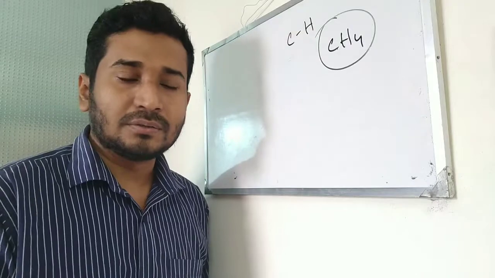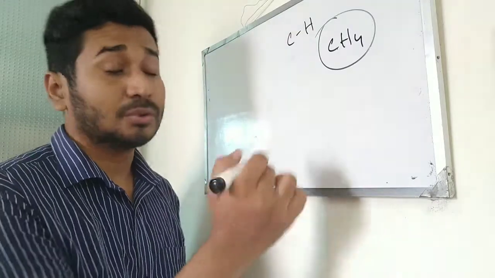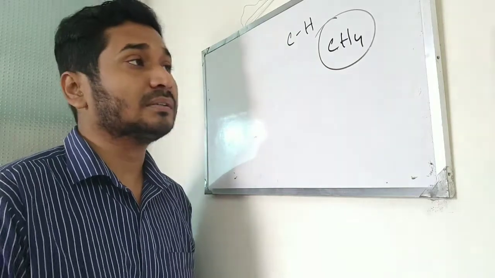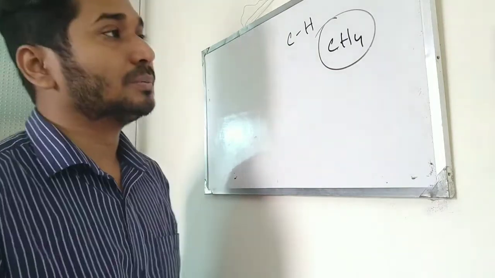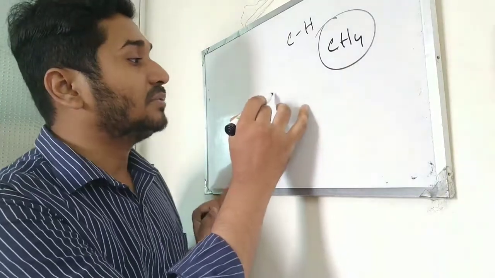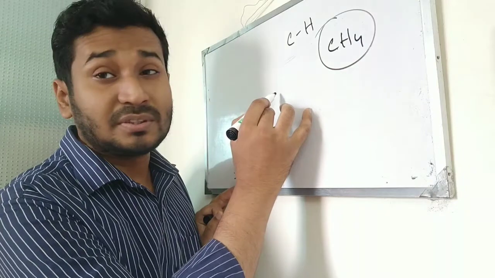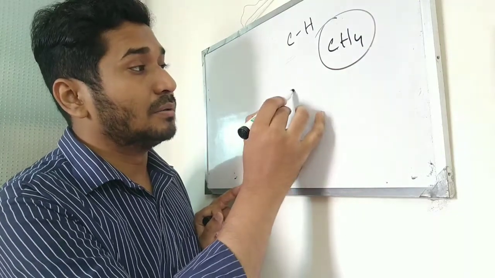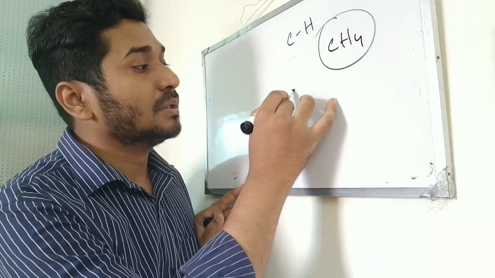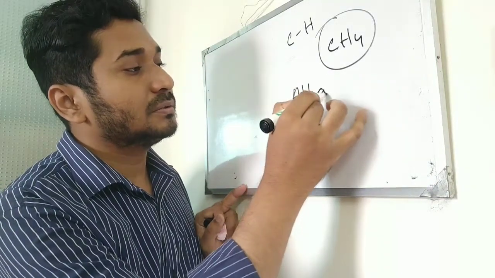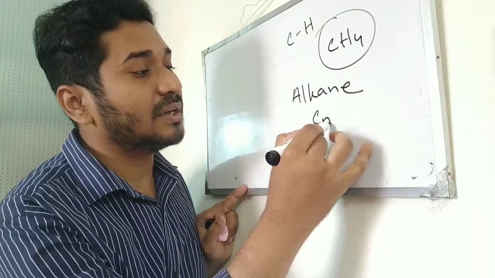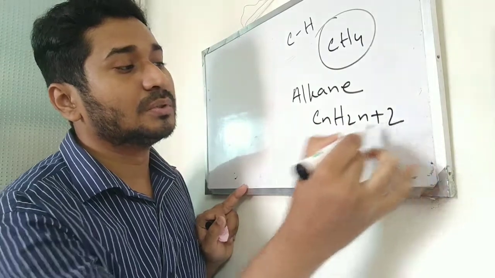This organic compound is classified into two parts: one is aliphatic hydrocarbon and the other is aromatic hydrocarbon. In your basic class you will learn about aliphatic hydrocarbon. If I want to discuss aliphatic hydrocarbon, the first one is alkane. The general formula of alkane is CnH2n+2.